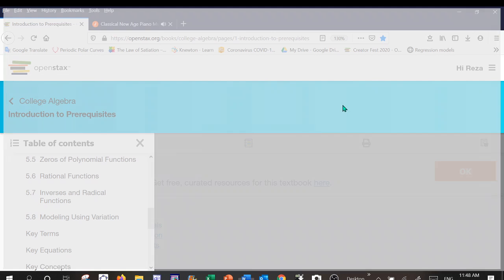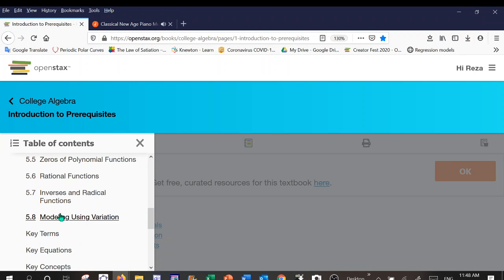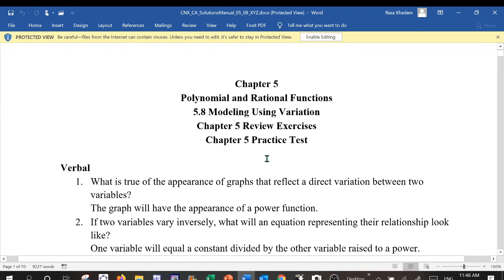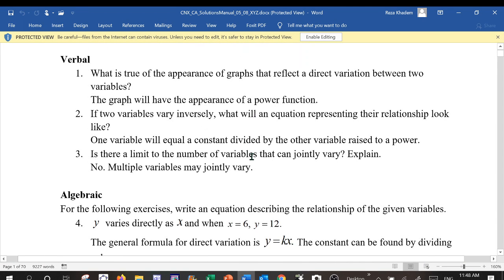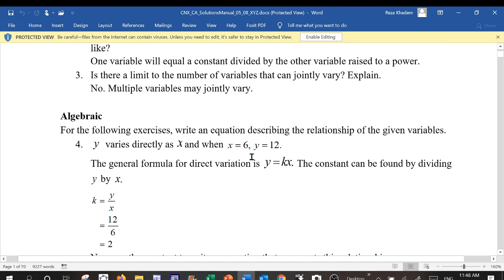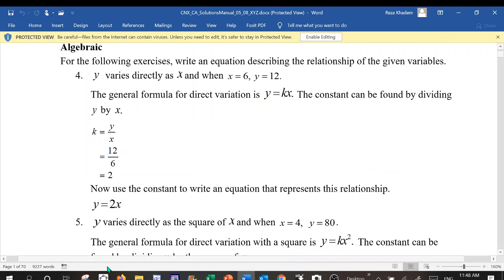All right, I think we did enough of this section. So let's close this, and now we want to talk about modeling using variation. Now, what is that? Well, let's just start doing some problems.